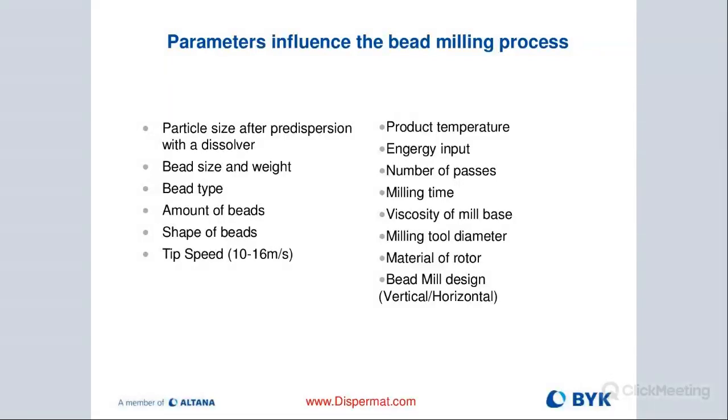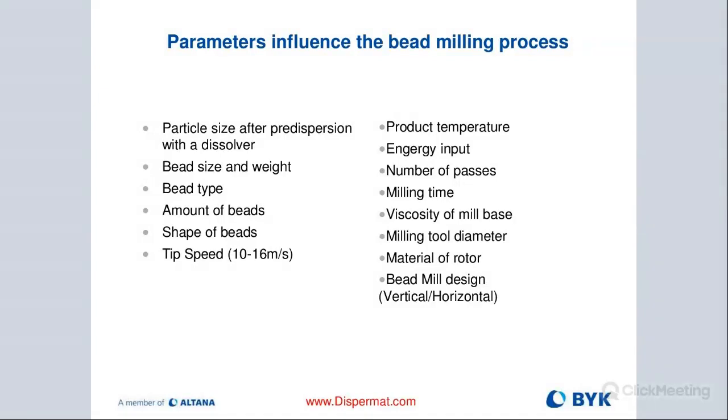Again, when we are milling, our tip speed should be about 10 to 16 meters per second. The calculation for tip speed is the RPM multiplied by pi times the diameter of your milling rotor in metric. So let's say it's a 50 millimeter rotor, times 0.05, and divide everything by 60. That will give you the correct tip speed.